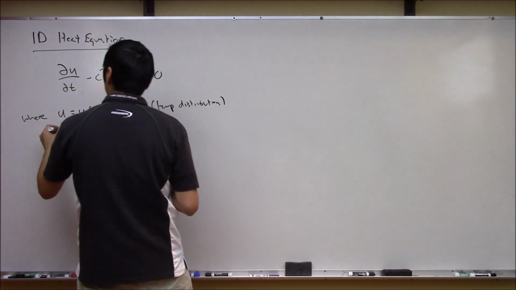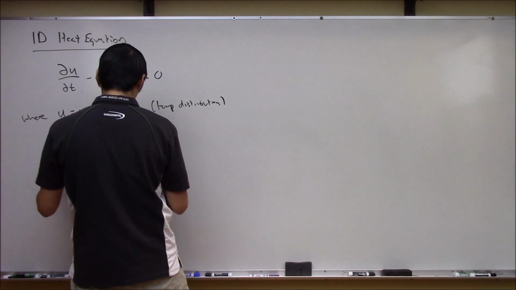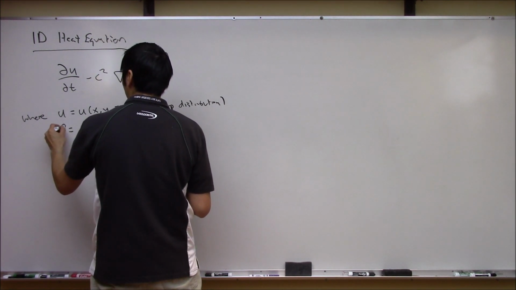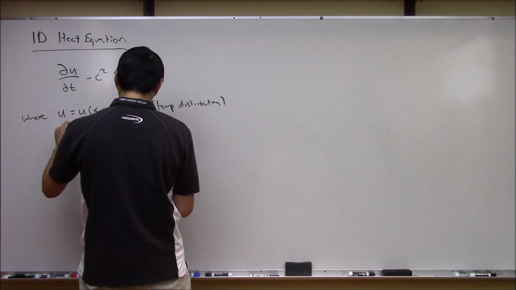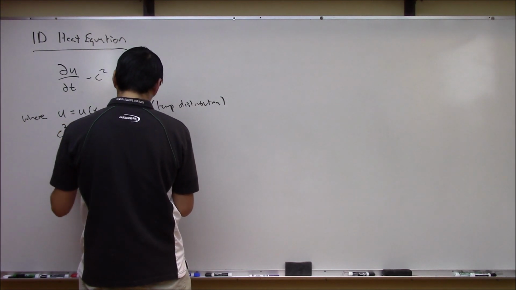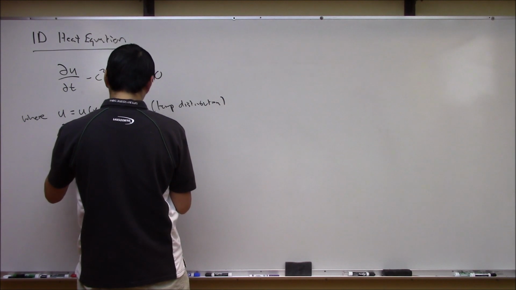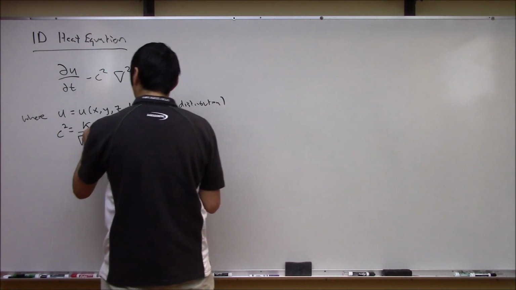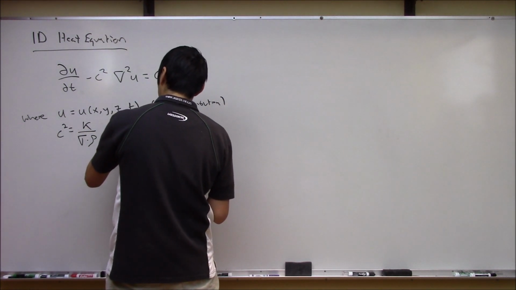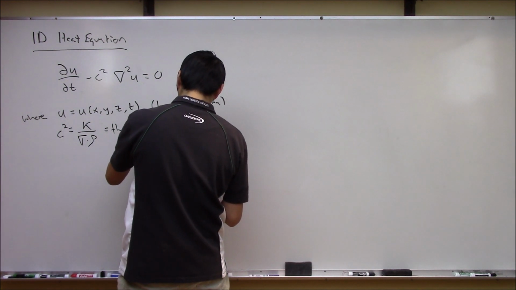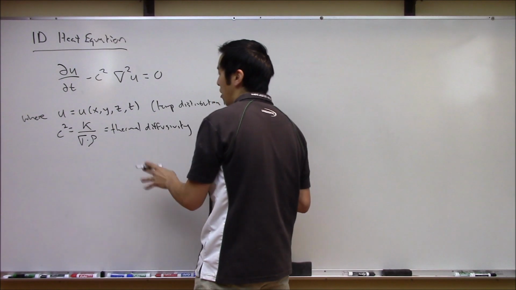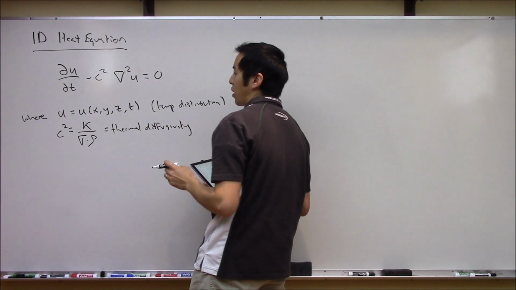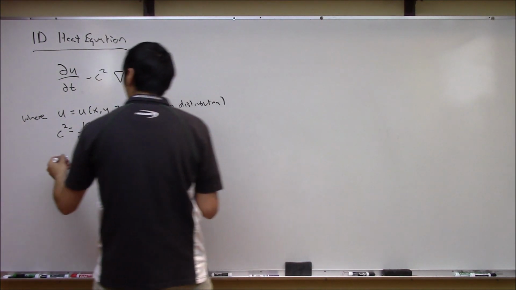And here we said c was this concept of the thermal diffusivity. I guess technically c squared is the thermal diffusivity. And this was given by the thermal conductivity divided by the specific heat times the density. So this was our thermal diffusivity. And again, you could just think about this as just a constant number. It's the one constant parameter in this problem.